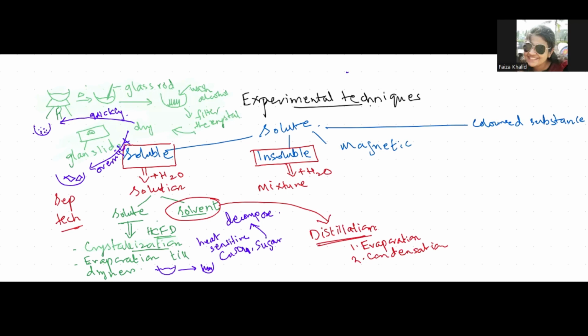This distillation is of two types. One is simple distillation, and the other one is fractional distillation. You do that on the basis of boiling point. If the boiling points are very far away, you'll do simple distillation, and if the boiling points are very close to each other, we'll do fractional distillation.